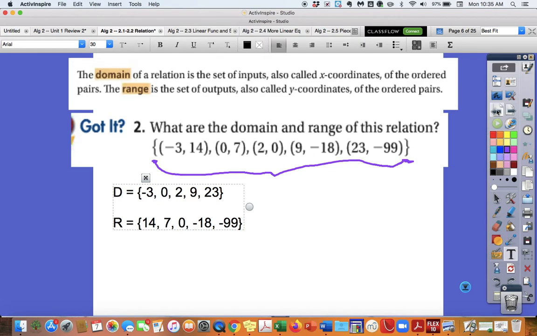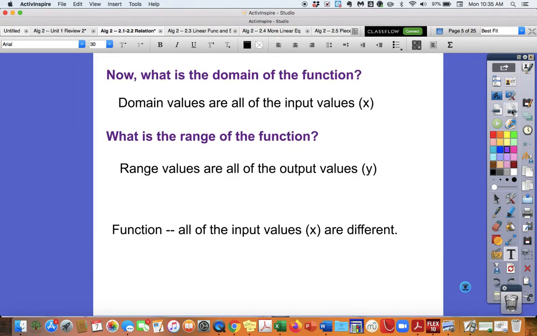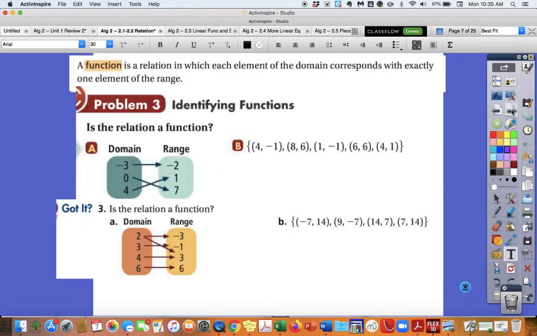So let me go back here to an example, like this group right here. If I wanted to give the domain, looking at these ordered pairs, my domain would be -3, 3, and then 4. I would not list the 4 twice. I would only put it in the set one time. Okay, so that just gives you an example of the way we would need to type it.